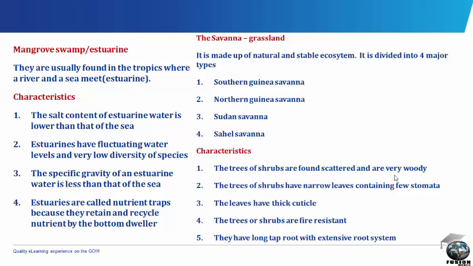The savanna grassland. This is made up of natural and stable ecosystem. It is divided into 4 major types. 1. The southern Guinea savanna. 2. The northern Guinea savanna. 3. Sudan savanna. 4. Sahel savanna.